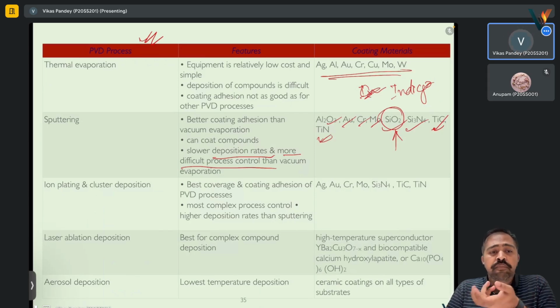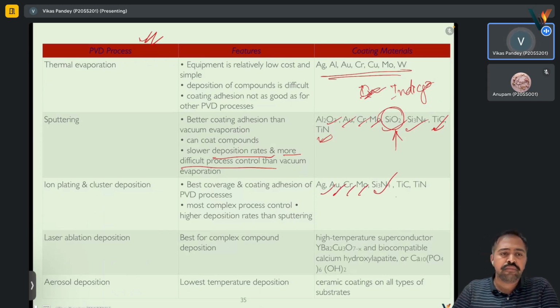Then ion plating and cluster deposition. It has better coverage and coating adhesion, one of the best amongst PVD, but it has the most complex process control and a higher deposition rate compared to sputtering. But since it is complex, the cost is higher and it is difficult to control. So materials like silver, gold, chromium, molybdenum, silicon nitride can be used in ion plating.